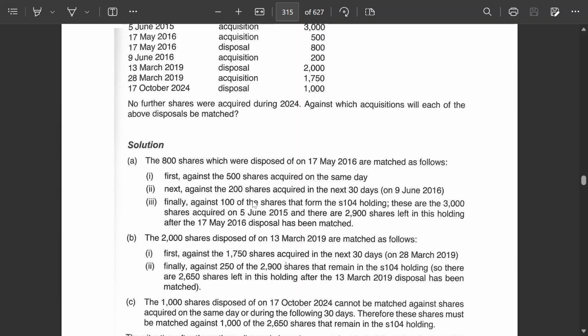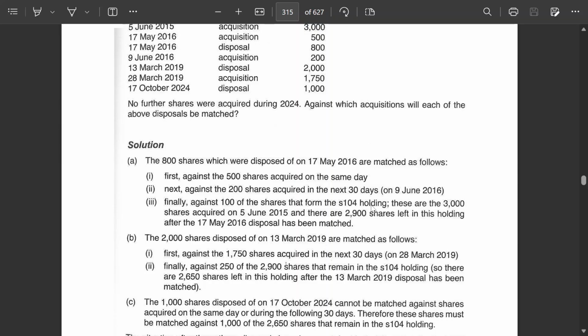So the 100 is coming from the Section 104 holding. Section 104 holding is just your existing block of shares which you're holding, against which you have not made any adjustments. Remember, when you're making an adjustment, you're not actually selling those particular shares, but you are just taking the value of those shares as an acquisition cost.